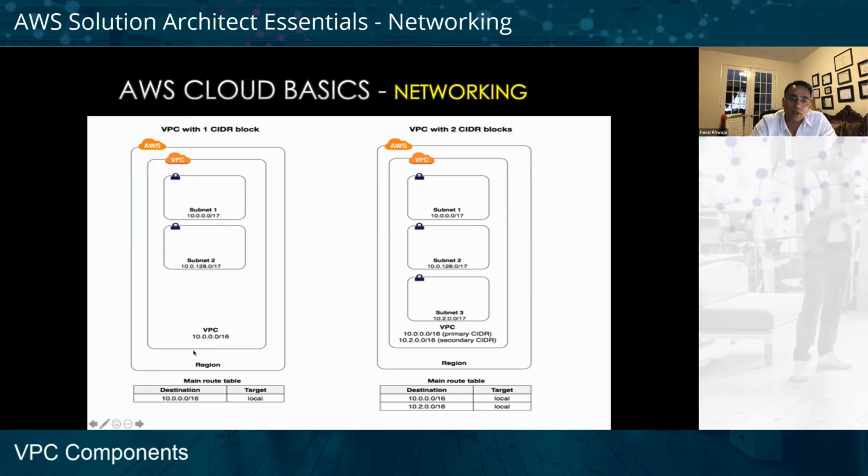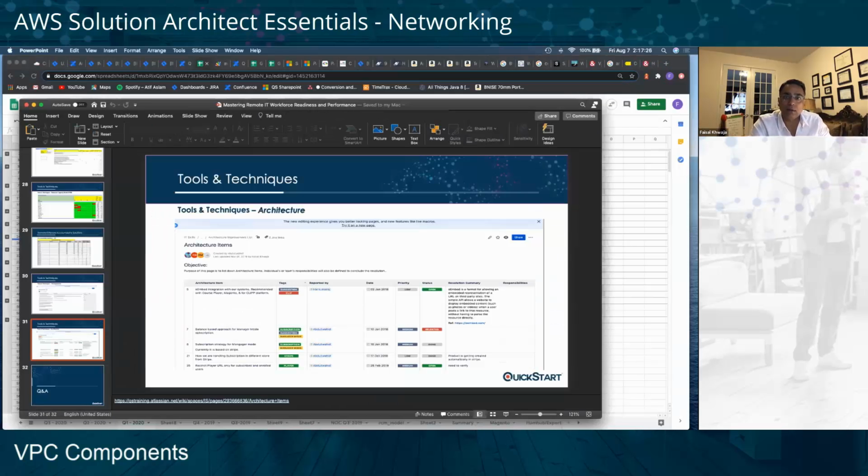So a CIDR address would be something like this, right? A VPC is defined 10.0.0.0/16, right? So what does that mean? Let me just jump over to the calculator real quick, so that I can show you that.